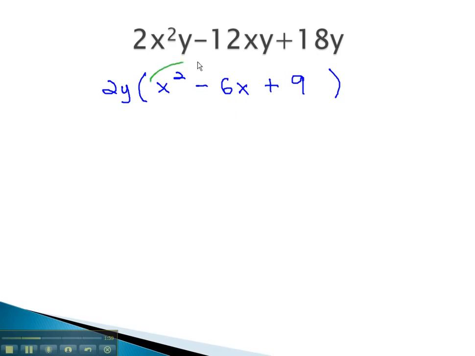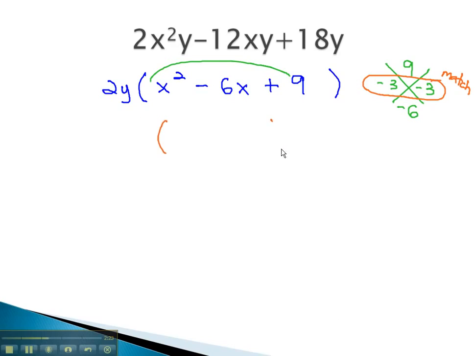We do this by using the AC method, where we multiply to 9 and add to negative 6. Notice those numbers will be negative 3 and negative 3. What's important about those is that they are a perfect match. When we have a match, we stop factoring by the AC method and instead factor it to a perfect square. Remember, the 2y, the GCF, will always be in front.